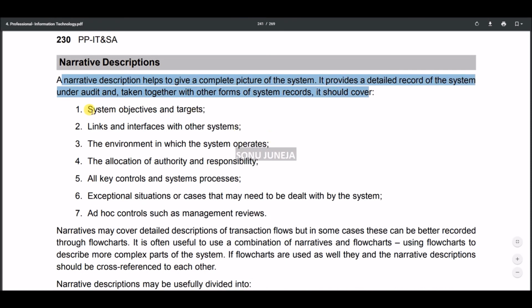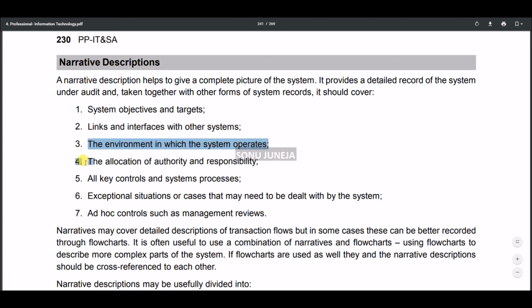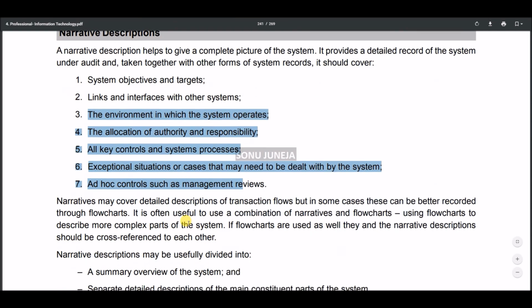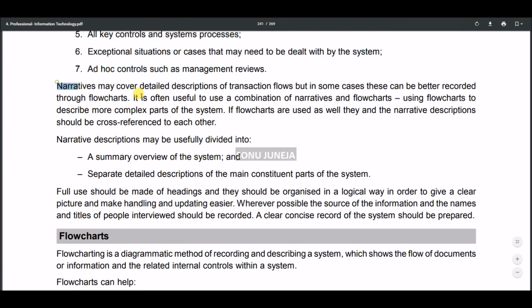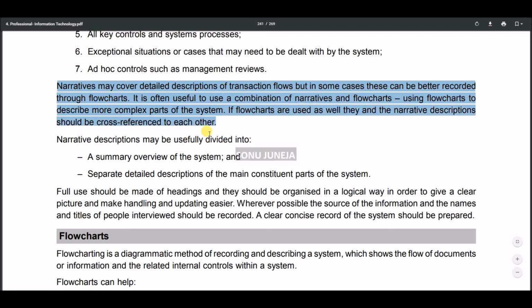It should cover the system objectives and targets, links and interfaces with other systems, the environment in which the system operates, allocation of authority and responsibility, all key controls and system processes, exceptional situations or cases that may need to be dealt with by the system, ad hoc controls, and management reviews. Narratives may cover a detailed description of transaction flows, but in some cases these can be better recorded through flowcharts. It is often useful to use a combination of narratives and flowcharts, using flowcharts to describe the more complex parts of the system. If flowcharts are used, they and their narrative description should be cross-referenced to each other.